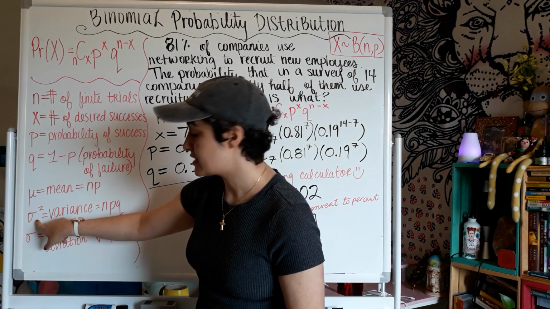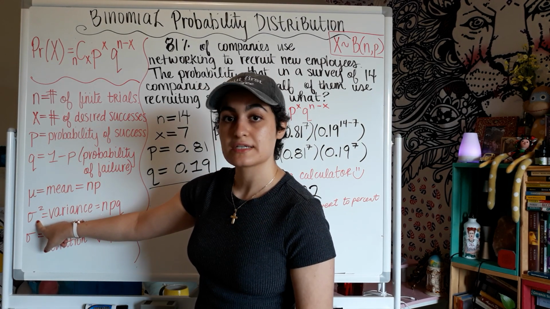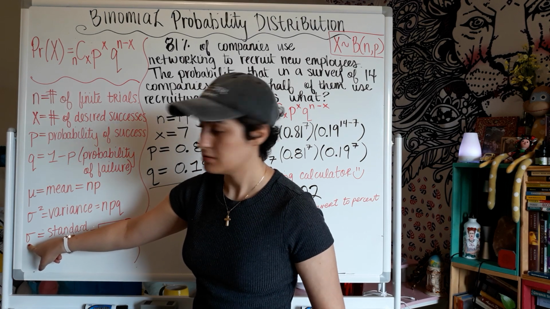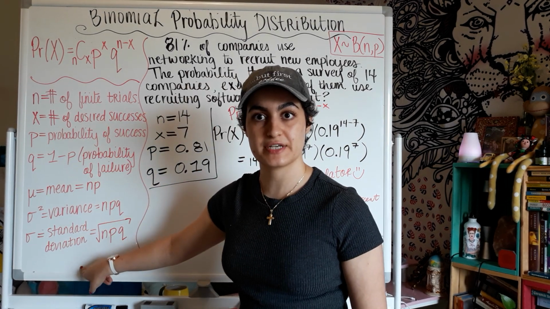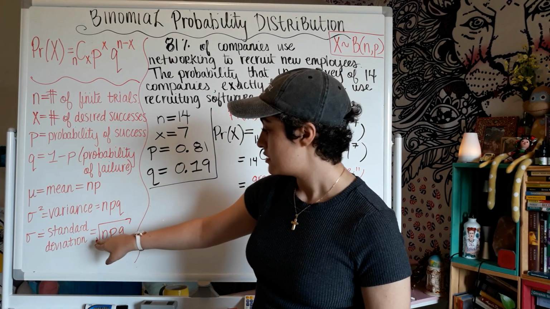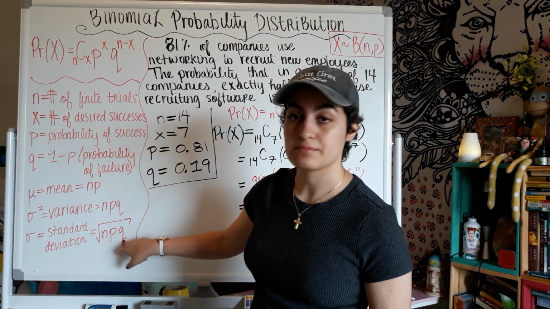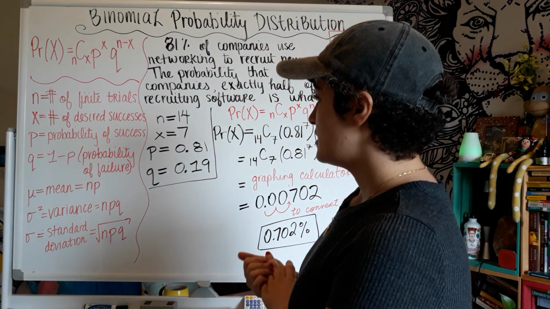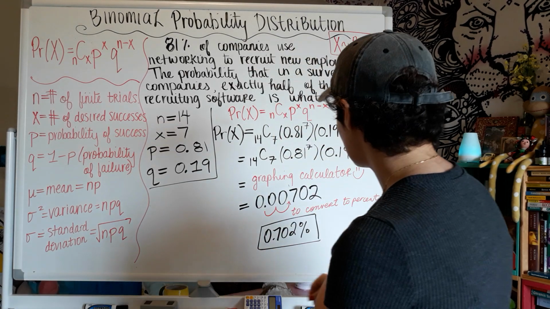So that's sigma squared, the Greek letter sigma squared. And then sigma, which stands for the standard deviation, is the square root of the variance, the square root of n times p times q. All this seems like a lot at first, but I think you guys are going to get it.